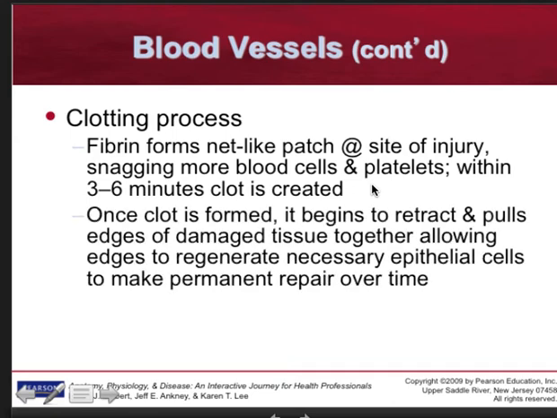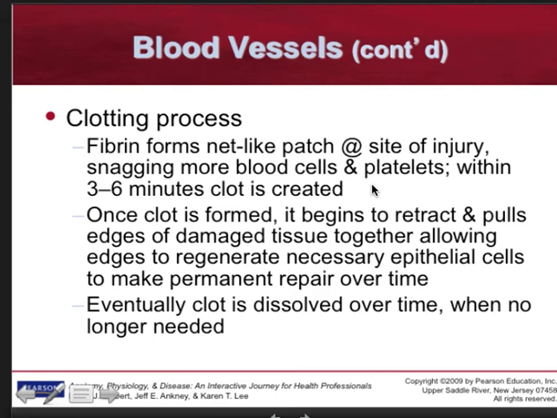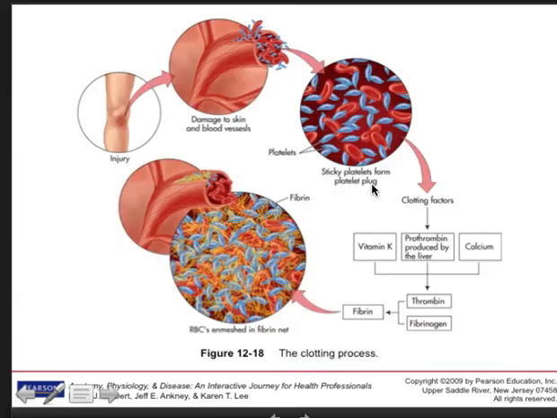Once it's formed, it begins to retract. It pulls the edges of the damaged tissue together and allows them to regenerate, and so we're then in the process of wound healing. Eventually the clot dissolves over time when we don't need it anymore, and here you can see the process of injury and clotting. So here would be right after the injury, and what you can see here are the platelets in blue and the red blood cells in red. And after the clotting cascade proceeds, as shown here, in a very simplified diagram, we generate now this net that catches all these platelets, which in turn secrete clotting factors, which accelerate the clotting, and eventually then we stop the blood loss.